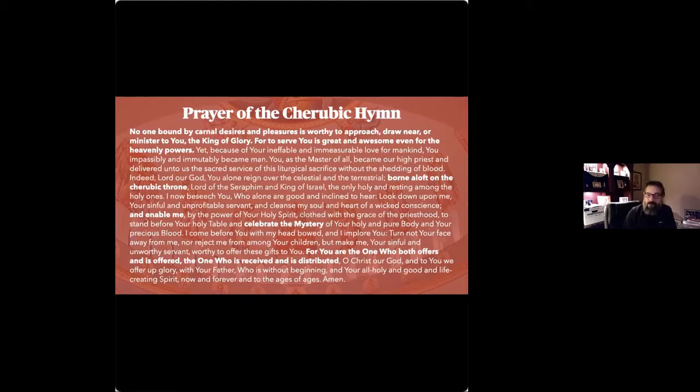The first two sentences are very important. It says, "No one bound by carnal desires and pleasures is worthy to approach, draw near, or minister to you, the King of glory. For to serve you is great and awesome, even for the heavenly powers." So this is invoking and evoking that imagery that we saw, which you can see kind of faintly in the background here, of the angelic liturgy. So even for the angels, this is an awesome experience.